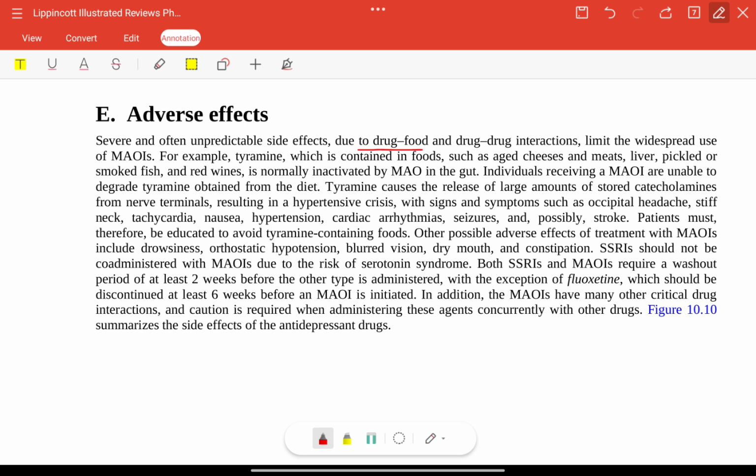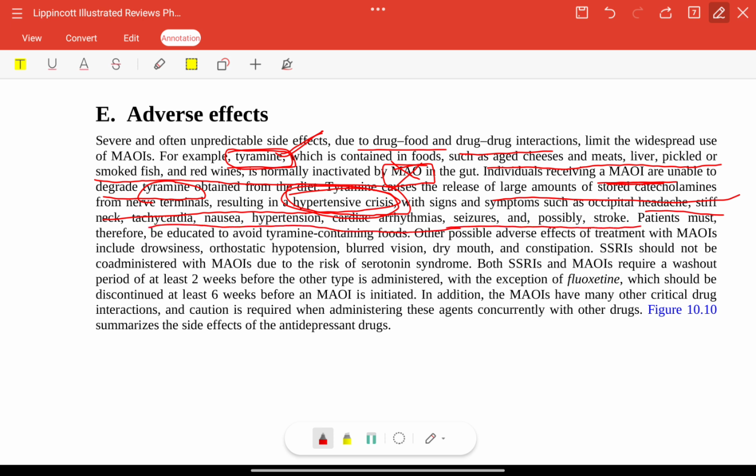Now, adverse effects, they have many, due to drug-food and drug-drug interactions. Tyramine, this is very important. It is contained in foods such as aged cheese, meats, liver, pickles, smoked fish, red wines. It is normally inactivated by this enzyme, monoamine oxidase. When this enzyme is not present, tyramine is not inactivated. So, individuals who receive this are unable to degrade tyramine. Tyramine then will cause release of large amounts of stored catecholamines from nerve terminals, resulting in hypertensive crisis. Signs and symptoms include headaches, stiff neck, tachycardia, nausea, hypertension, cardiac arrhythmia, seizures, and possibly stroke.